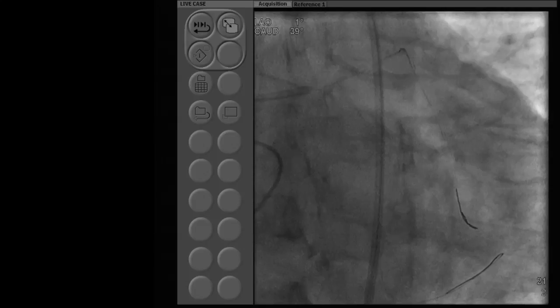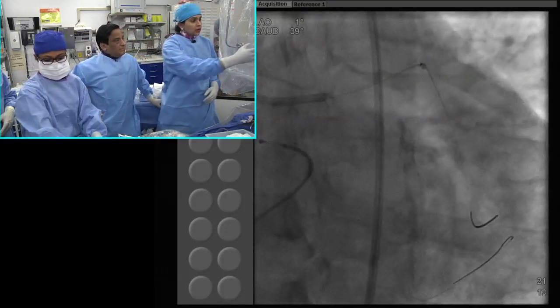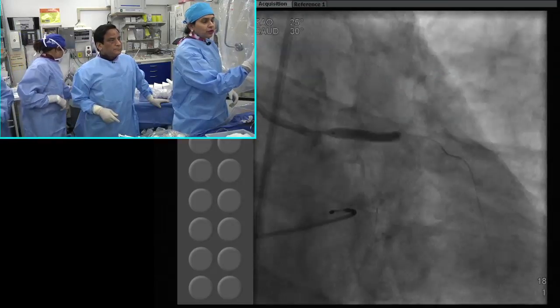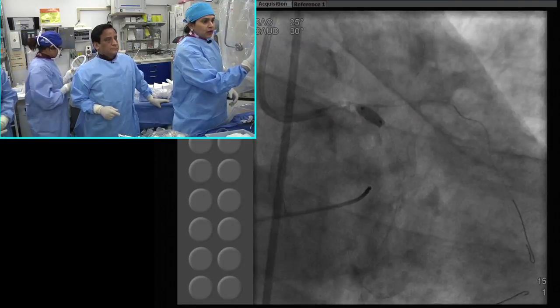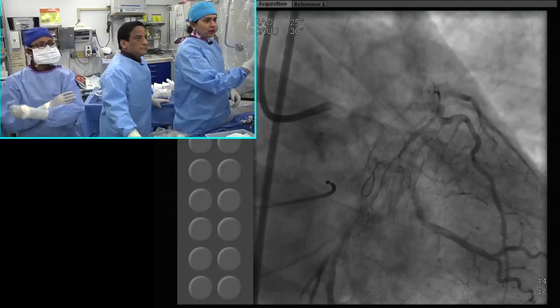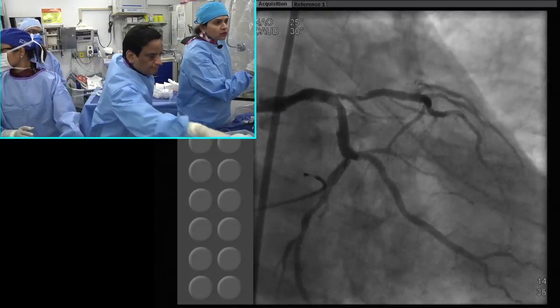Okay, now we can come back to the angiogram. Looks nice. Tell us very quickly what you did. Yeah, so we did a 3-5 cutting balloon to both areas. You see there, this is where we left after rota and the 3-5 cutting balloon.